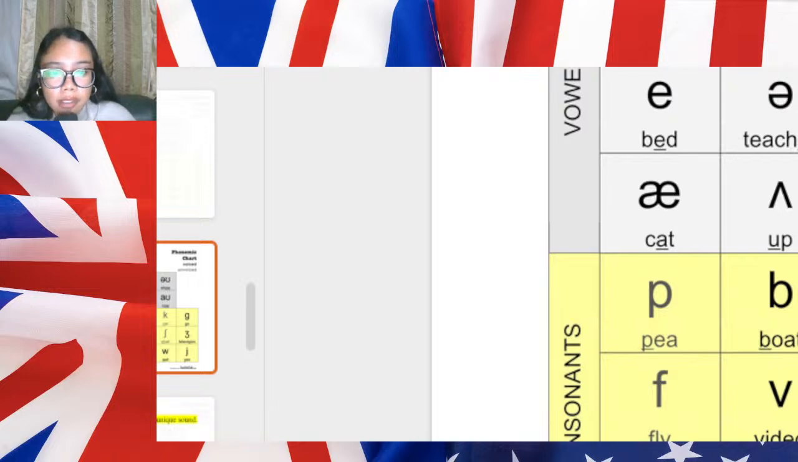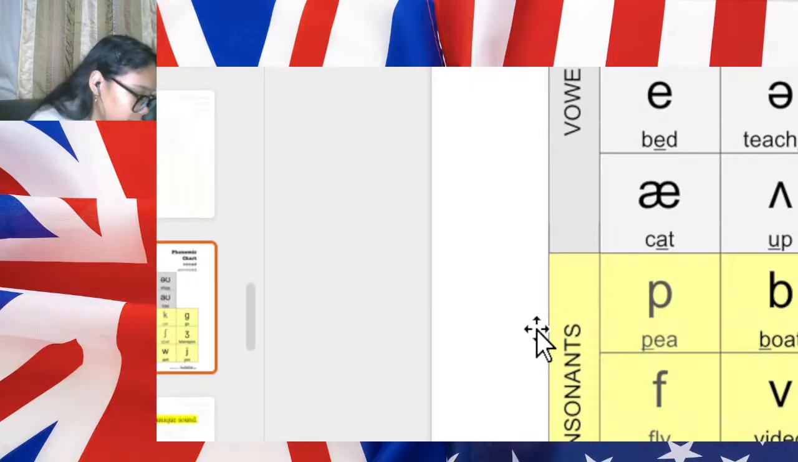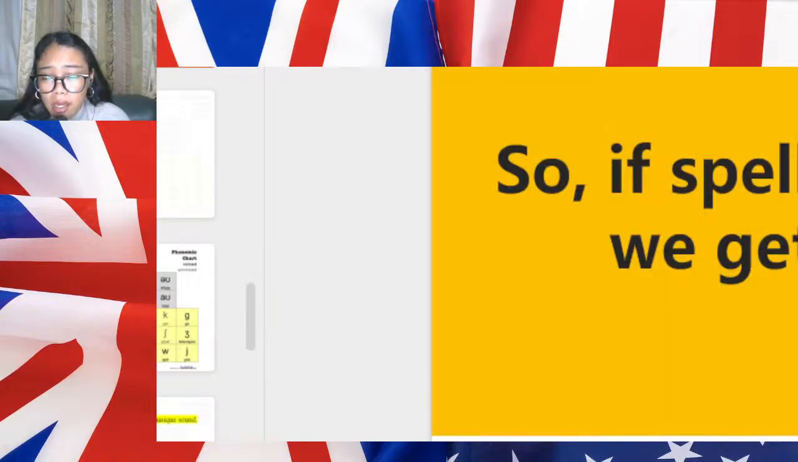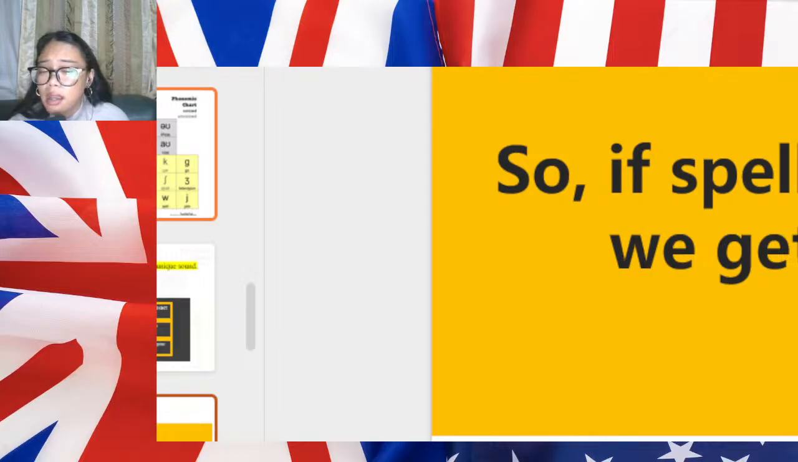All right. This is the phonemic chart for the International Phonetic Alphabet, or the IPA. Now, obviously, there's a voiced and unvoiced part to it. Now, the vowel sounds are the ones in the chart.